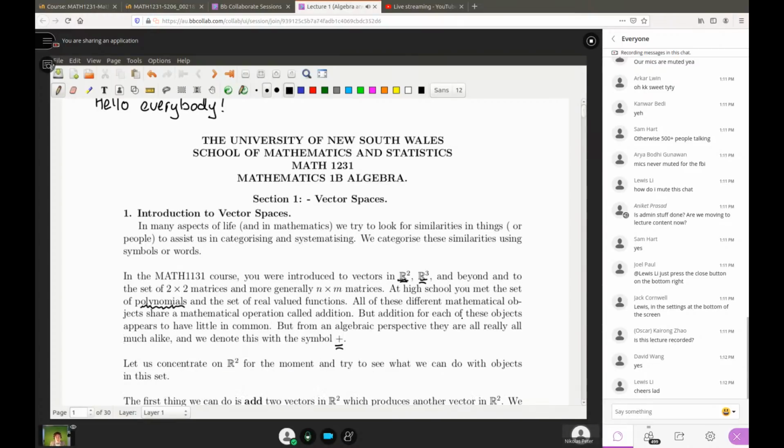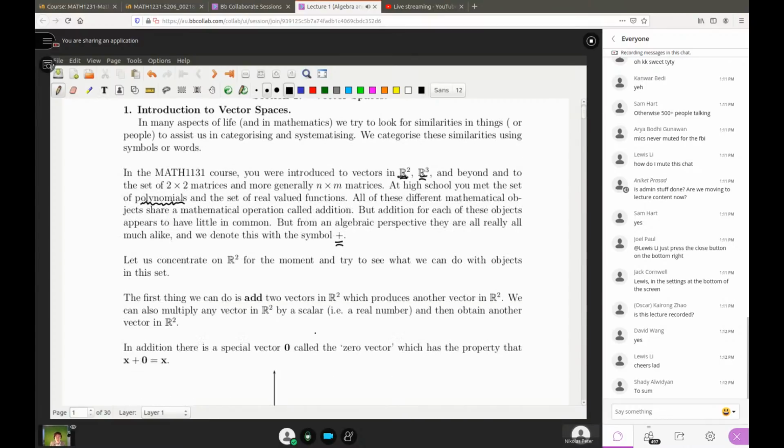So let's put the differences aside and look at the similarities. We'll start with R2, a sensible place. The first thing you can do in R2 is add two vectors, and the addition of two vectors produces another vector in R2. When you take two things from the same vector space, you produce a third item from that same vector space. Not a polynomial, not an R3 vector, not a matrix, you get an R2 vector.